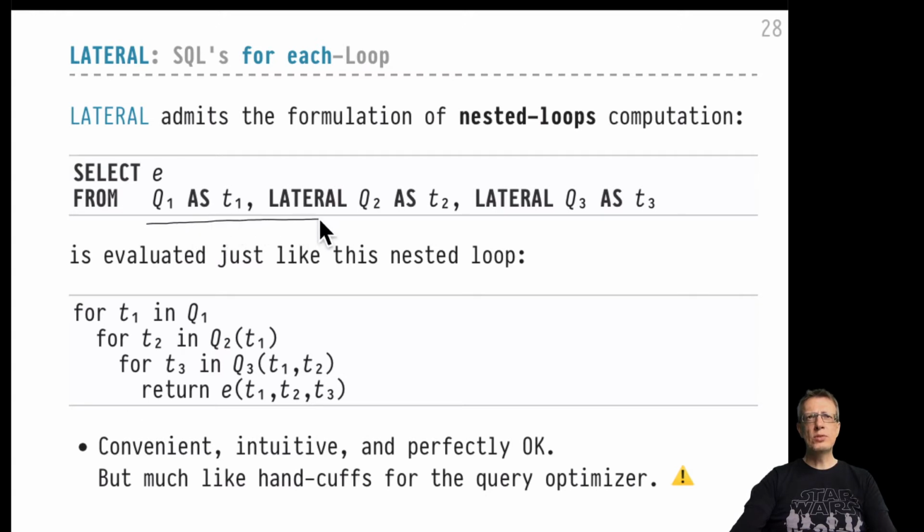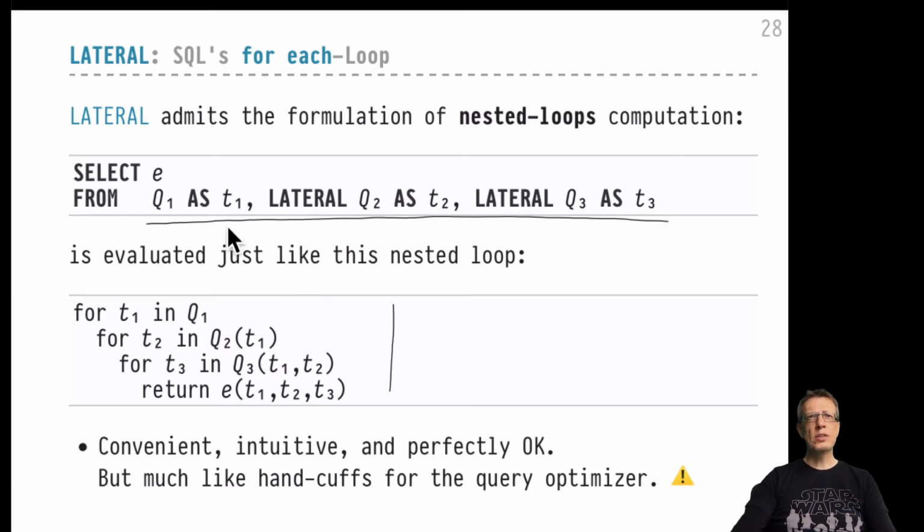Then we would have this from clause in which Q2 and Q3 explicitly announce that they would like to access row variables introduced on the left. So Q2 would indeed be a Q2 of T1. We might see 3 references of T1 inside the subquery Q2 here. Okay, I've tried to indicate this, or what happens here, at the bottom of the slide.